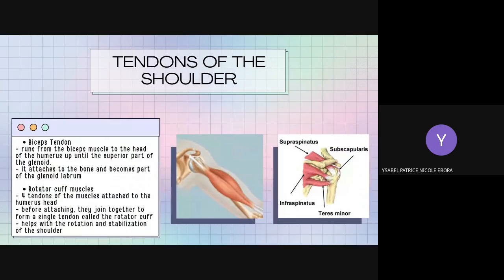Now, the tendons of the shoulder consist of primarily two tendons: the biceps tendon, which runs from the biceps muscle to the anterior portion of the humerus until the superior part of the glenoid, and the rotator cuff muscles. It comprises four tendon muscles, which are the subscapularis, teres minor, supraspinatus, and infraspinatus. And before attaching, they form a single tendon called the rotator cuff. Next slide.